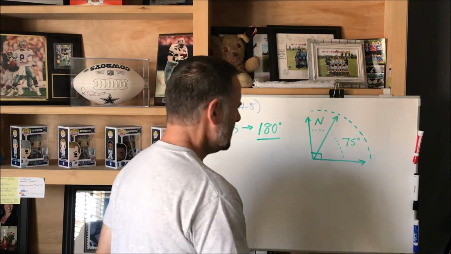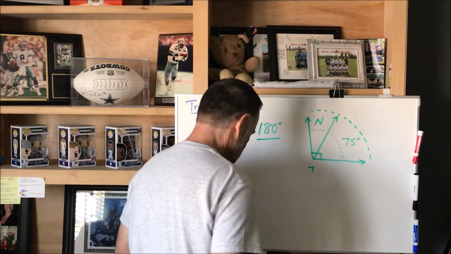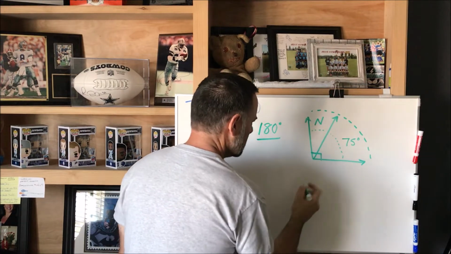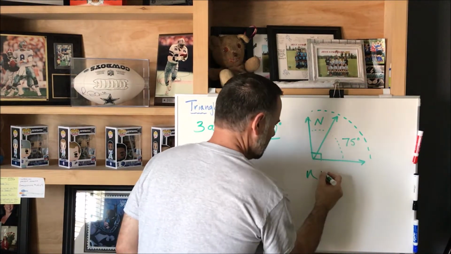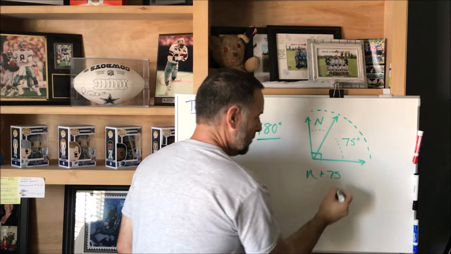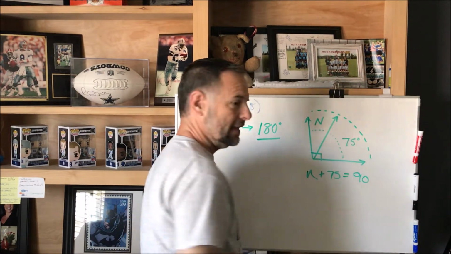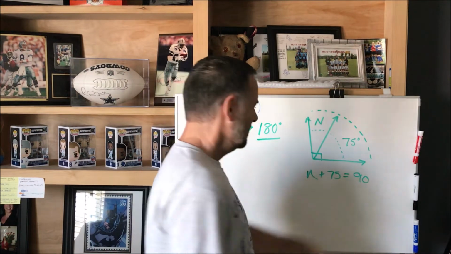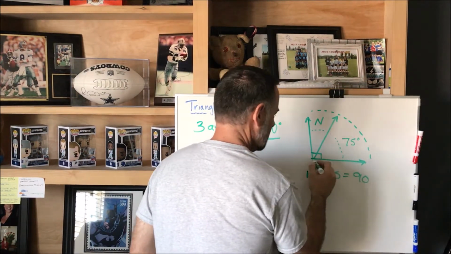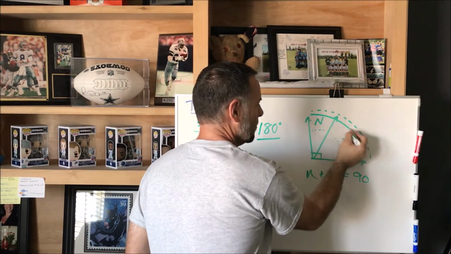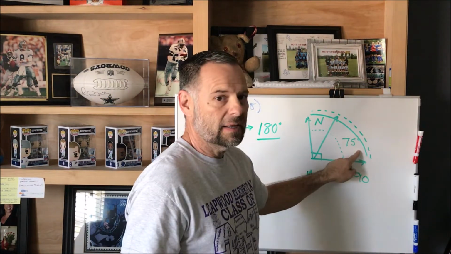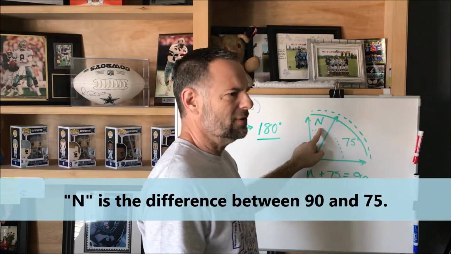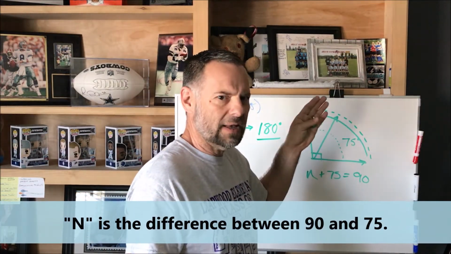That tells me something. It means if I took n and I added it to 75, I would get 90, because I know the whole thing is 90. From here to here, all the way across, it's 90 degrees. Well, if they're telling me part of that is 75 degrees, all I have to do is figure out the difference between 90 and 75.